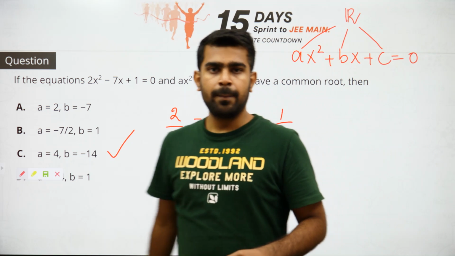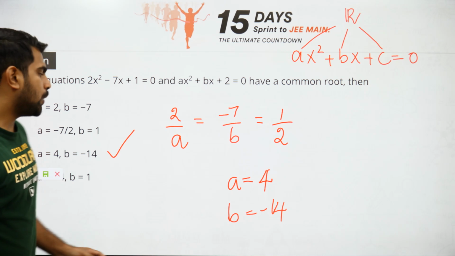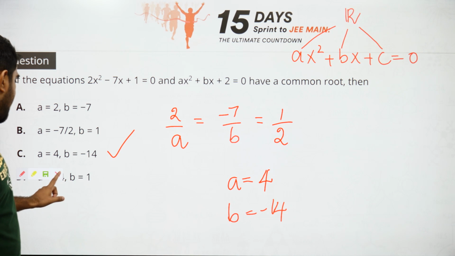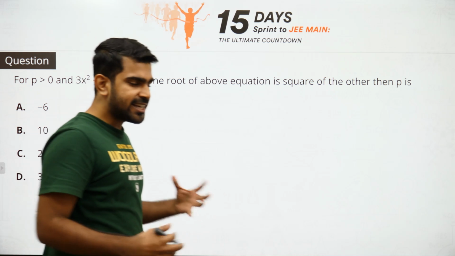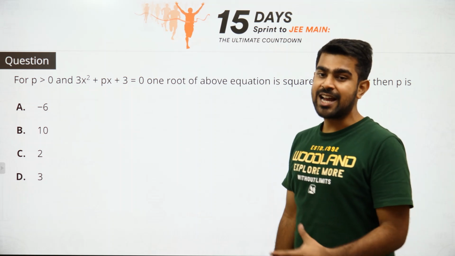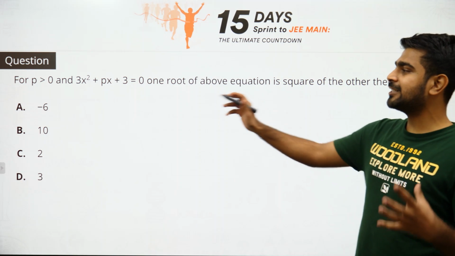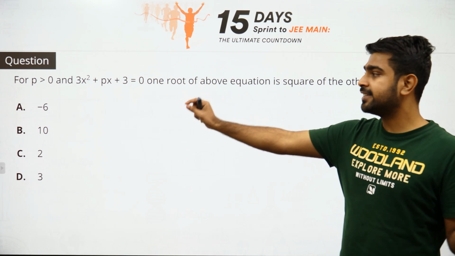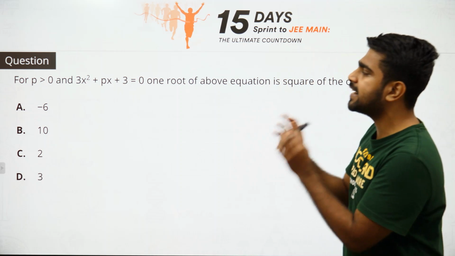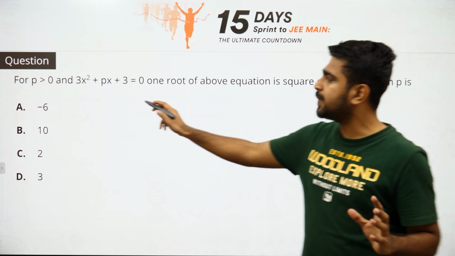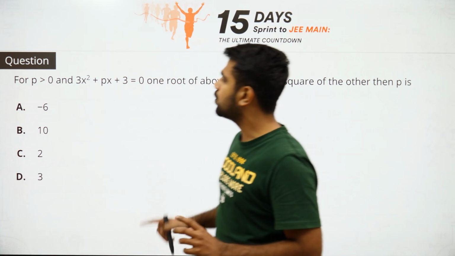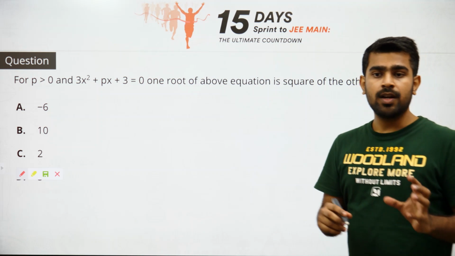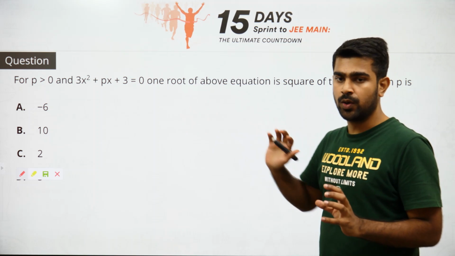Okay guys? Perfect. So the next question which we have is right over here. Again, another question on quadratic equation. Now, what is given here? Here, p is greater than 0. For p greater than 0, and this is my quadratic equation. What is my quadratic equation? My quadratic equation is 3x square plus px plus 3 equal to 0.